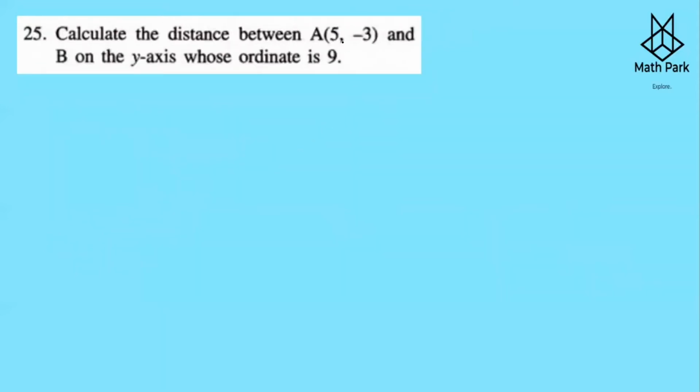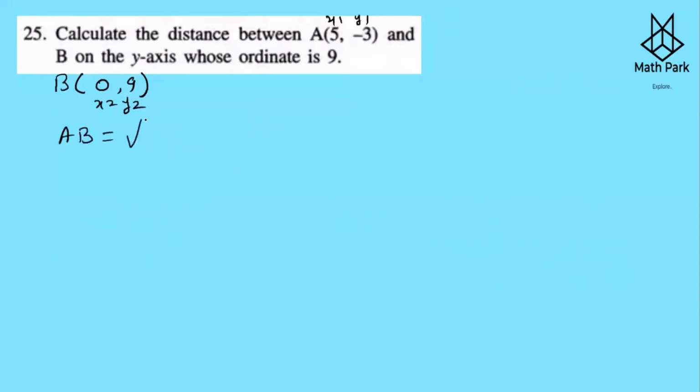Question number 25. Calculate the distance between A (5, minus 3) and B on the y-axis, whose ordinate is 9. So the coordinate of B, the ordinate is called the y coordinate, and since the point is lying on the y-axis, the x coordinate is going to be 0. So we have A (5, minus 3) and B (0, 9). Let us take this as my x1, y1 and this as my x2, y2, and find the distance between AB.